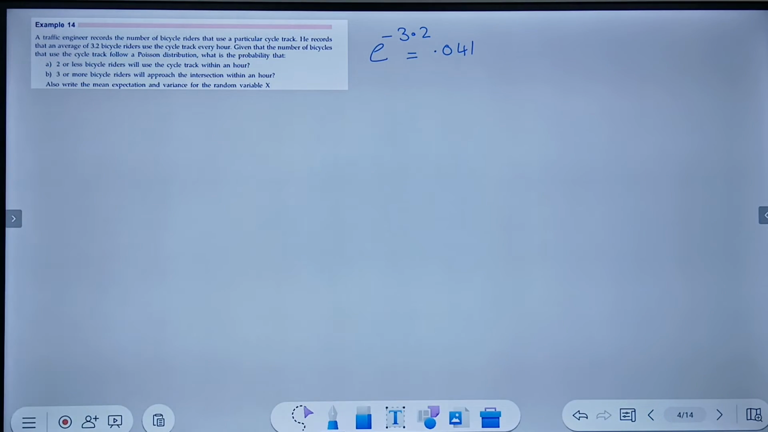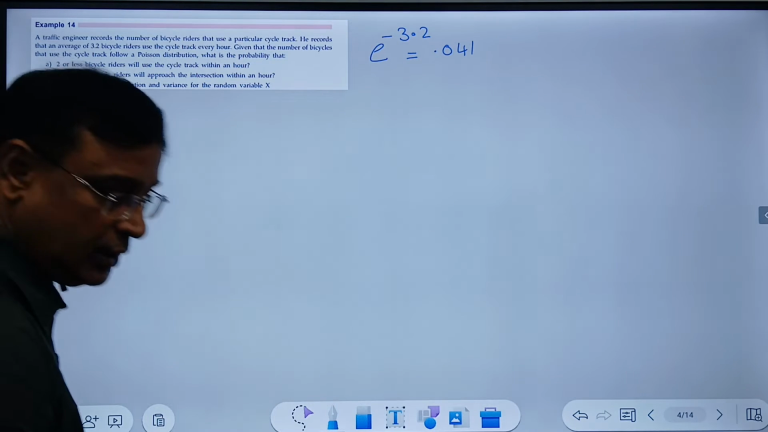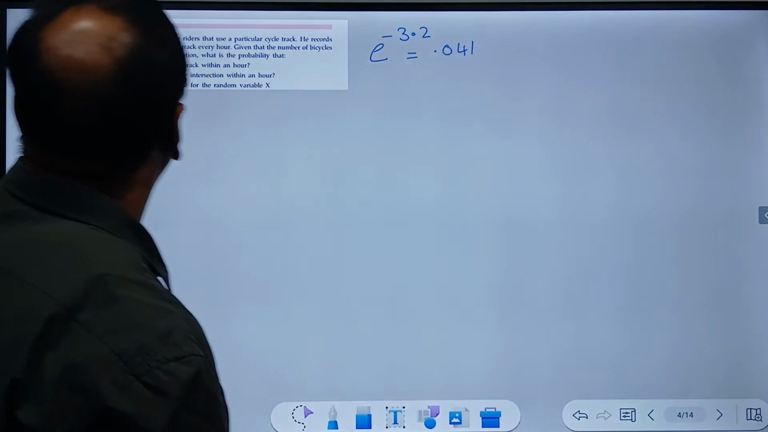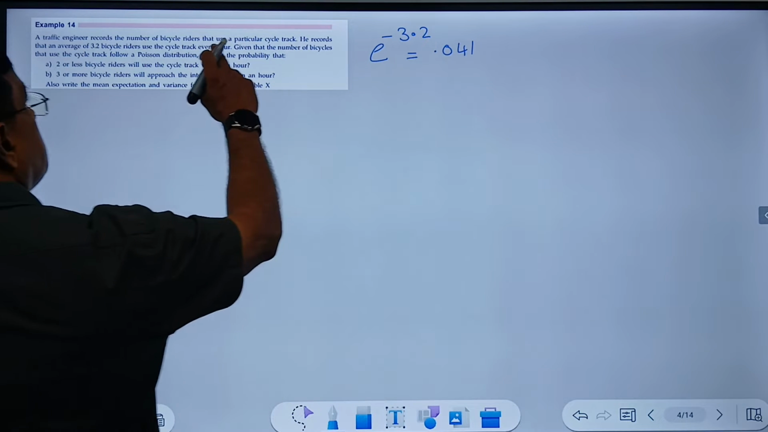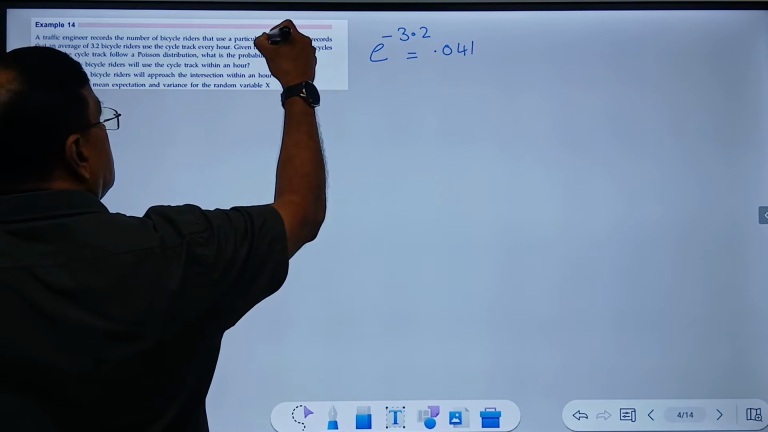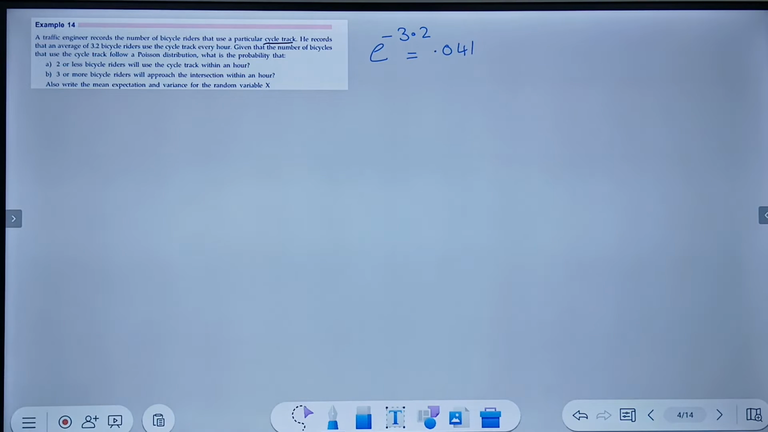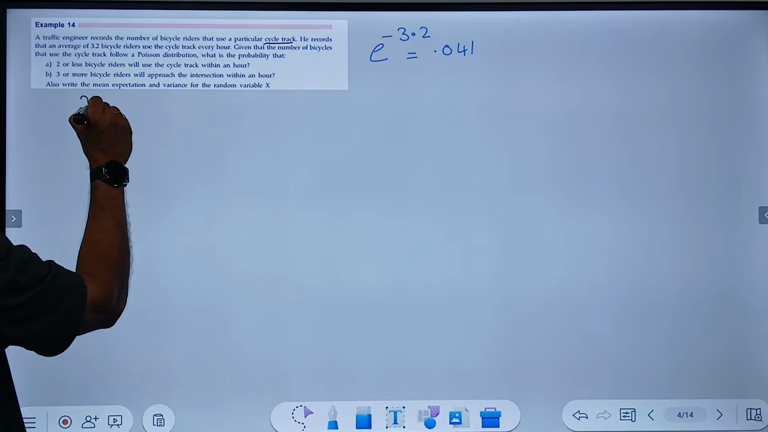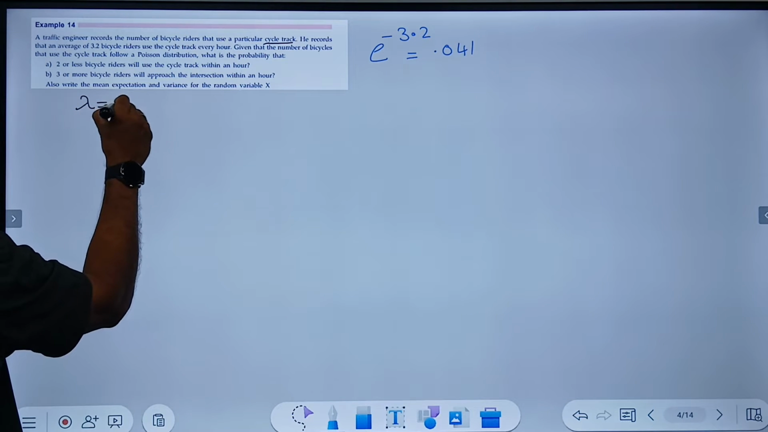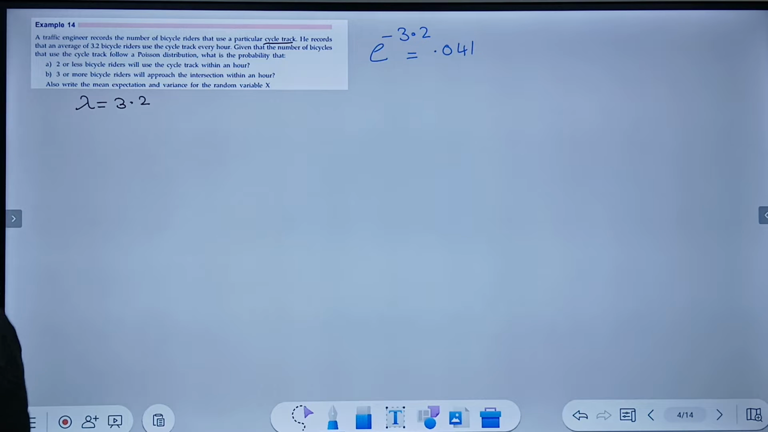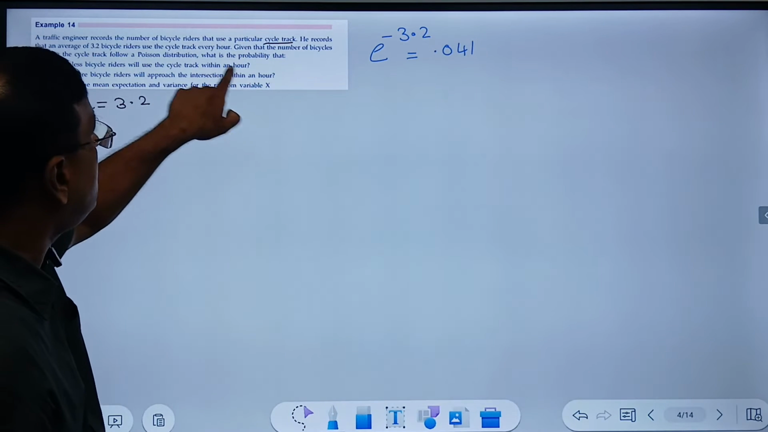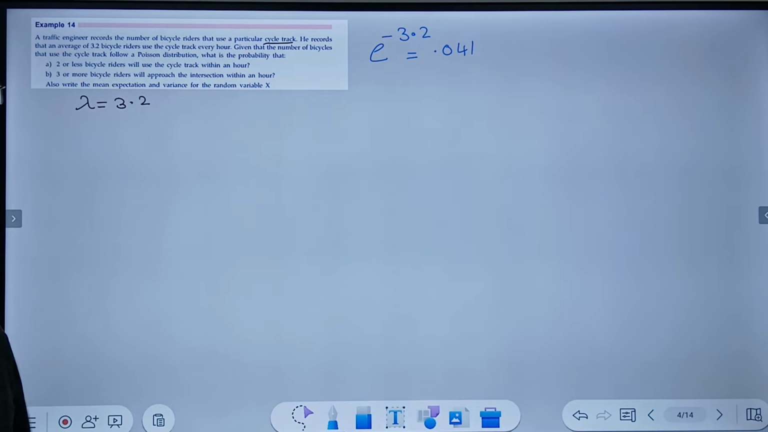Now, a traffic engineer records the number of bicycles that use a particular cycle track. He records an average of 3.2 bicycle riders. So my lambda is 3.2 for every 1 hour. Here also it is for 1 hour, so that is my average, 3.2.